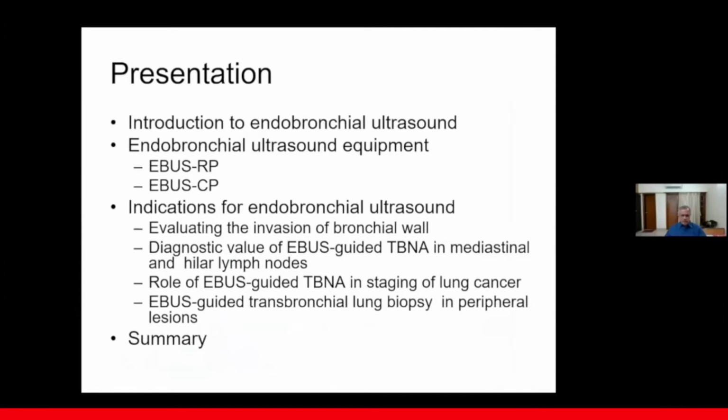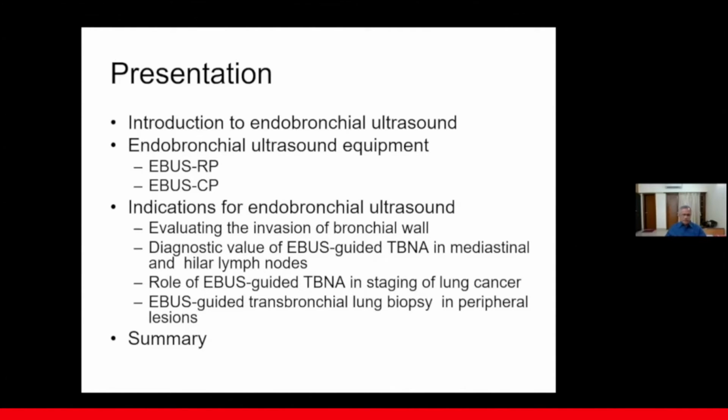the diagnostic value of EBUS-guided TBNA in mediastinal and hilar lymph nodes, the role of EBUS-guided TBNA in staging of lung cancer, for which this instrument first came to the market, and EBUS-guided transbronchial lung biopsy in peripheral lesions. And I'll summarize my slides in another 13 to 14 minutes.